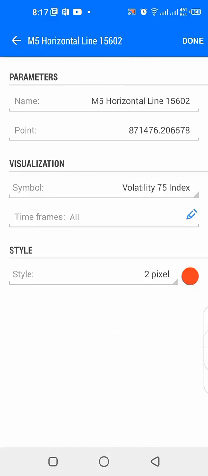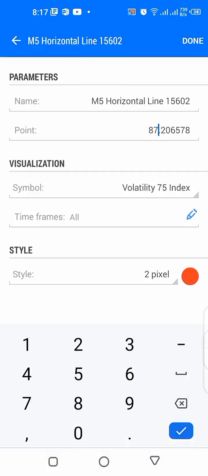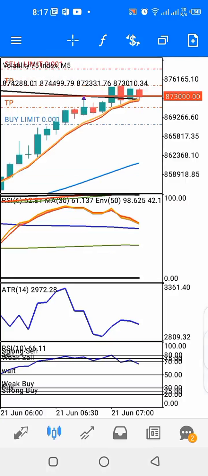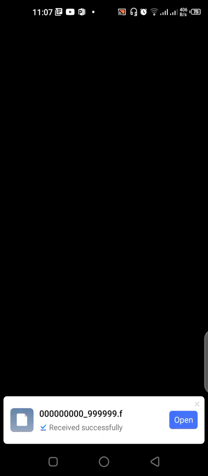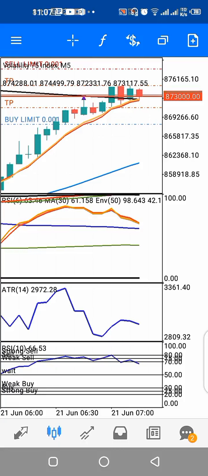I've just marked the midpoint between the buy limit and the sell limit to be 873,000. So that's my horizontal line. I will watch price action around that horizontal line to prompt me if I'm to scalp sell or scalp buy. I'll monitor price action.